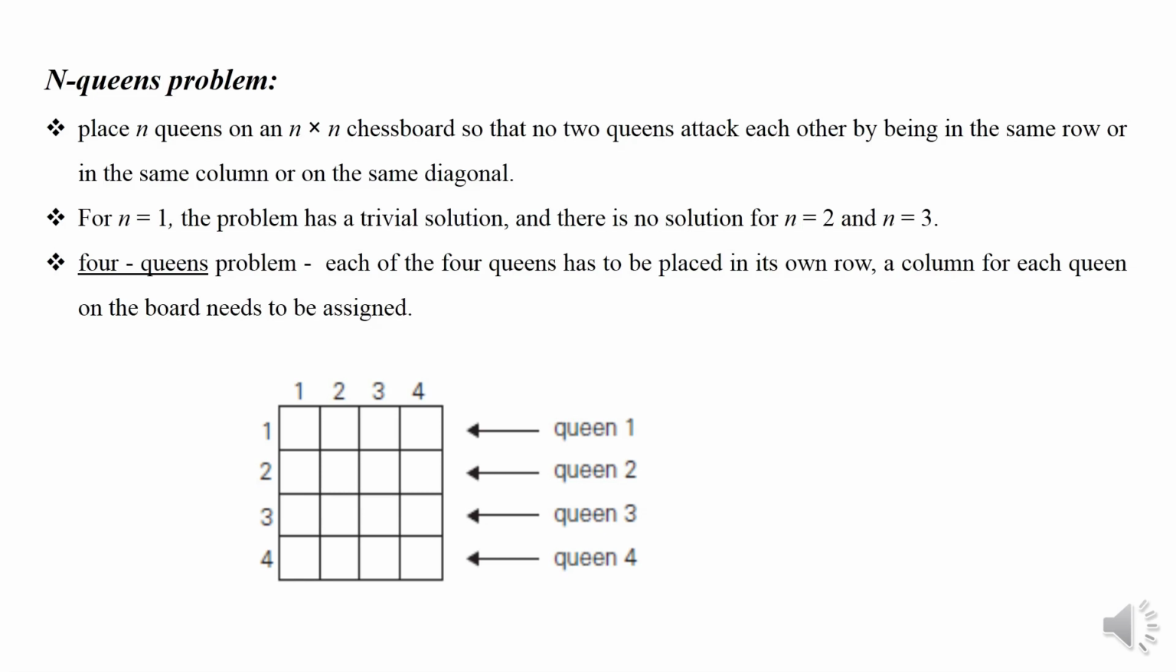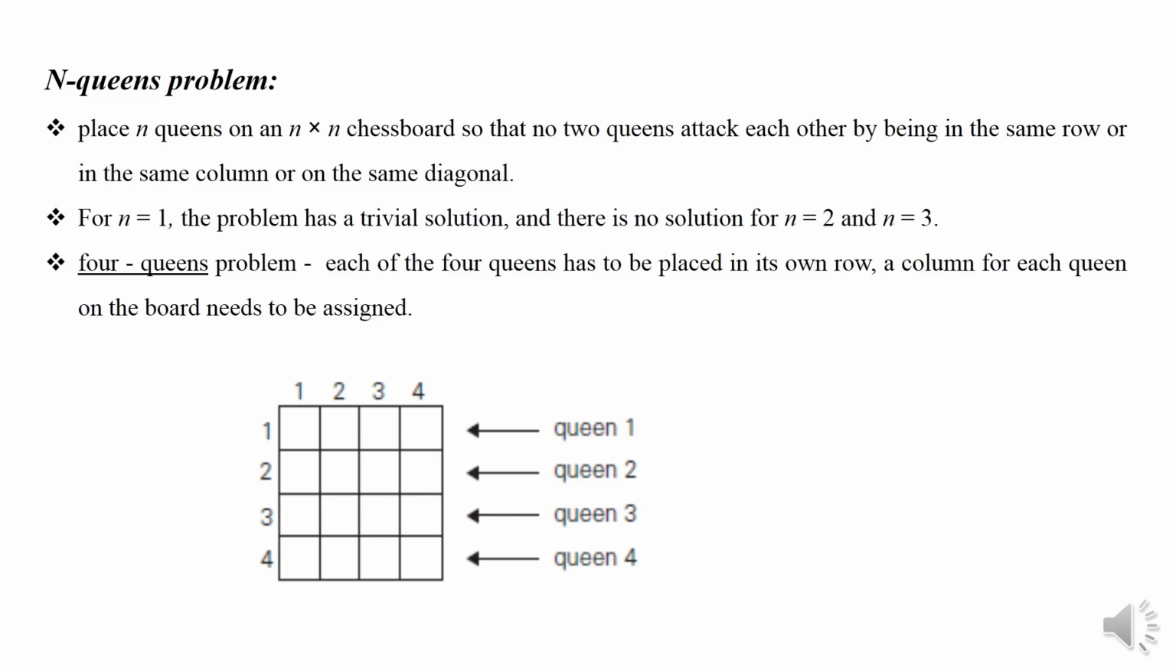Queens can attack each other if they are in the same row, same column or on the same diagonal. So you are supposed to place the queens on this n cross n chessboard such that they are not on the same row, not in the same column, and not on the same diagonal.